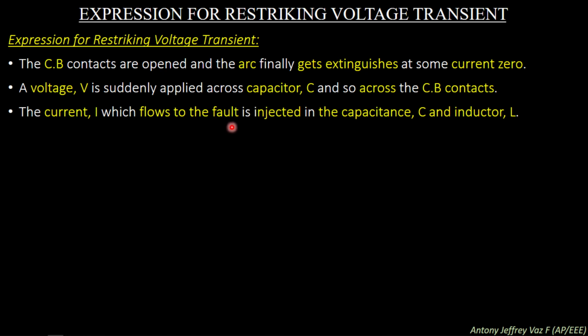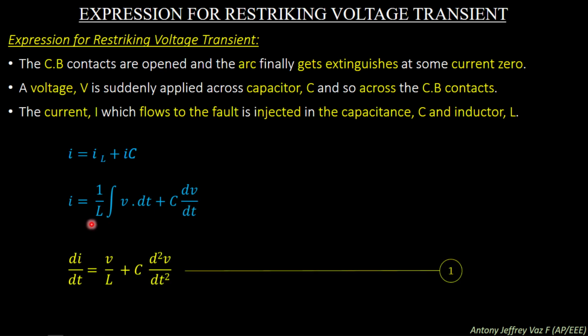The current I which flows to the fault is injected into the capacitance C and inductance L. So we can take the total fault current I equal to IL plus IC, which is the inductance current plus the capacitance current. Then we can transform this equation into I equal to 1 by L integration of V dt plus C dV by dt. Differentiating this equation, we get di by dt equal to V by L plus C d square V by dt square.